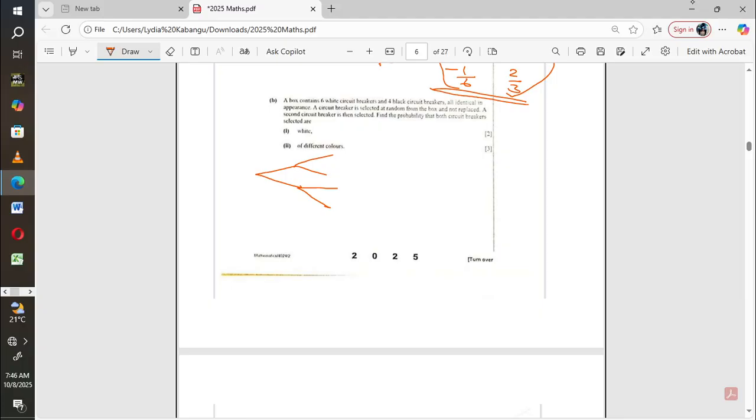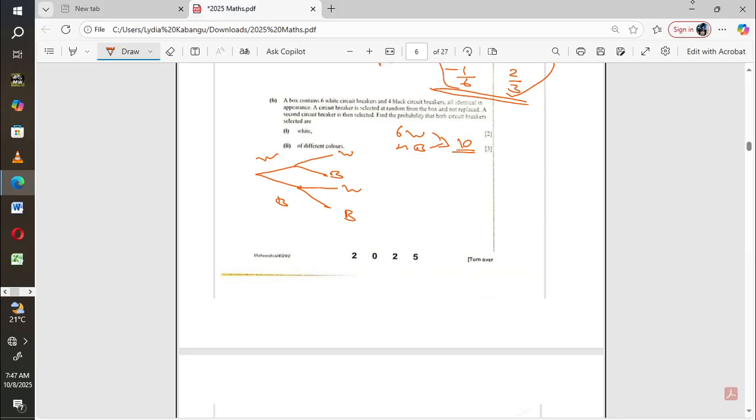Okay, so here we have white and black. Let's try to find the total circuit breakers without considering whether it's white or black. The total we had was 6 white and 4 black, so if we add them, 6 plus 4 is 10. So we had 10 breakers.